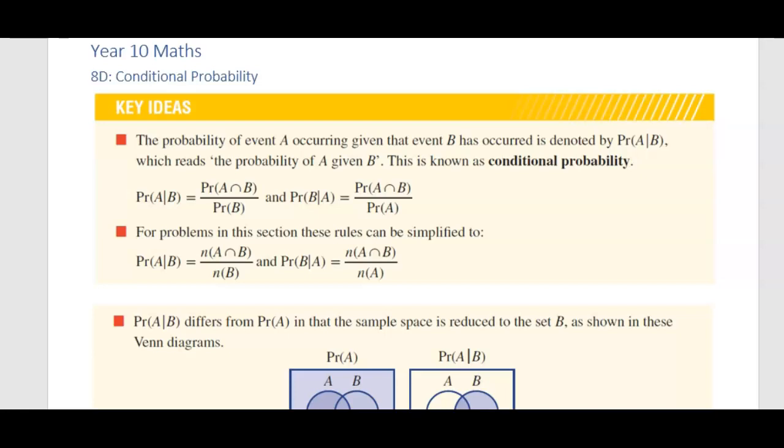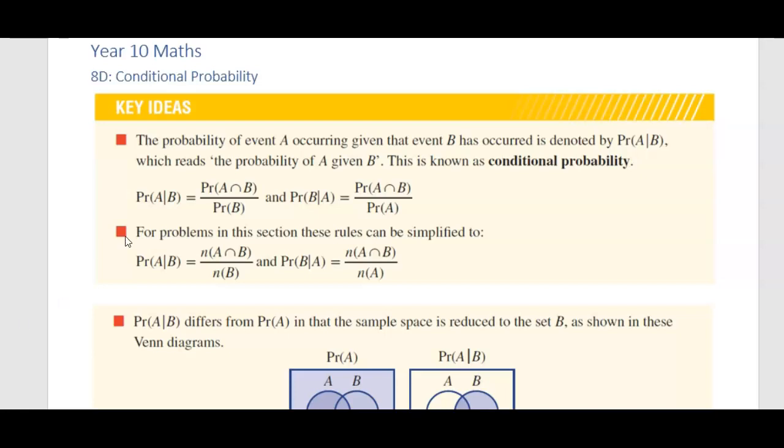All right, so 8D, we're looking at conditional probability. Conditional probability differs because something actually has to happen for another event to occur. It's like looking at a deck of cards and asking, what's the probability of getting an ace given that the card is red? You're only looking at the red cards, so only half the pack, 26 cards. How many of them are an ace? There's 2. So 2 out of 26, or simplified to 1 over 13, would be your probability.